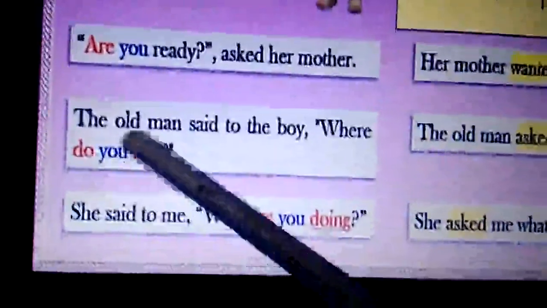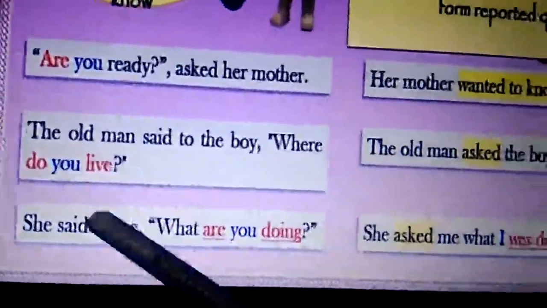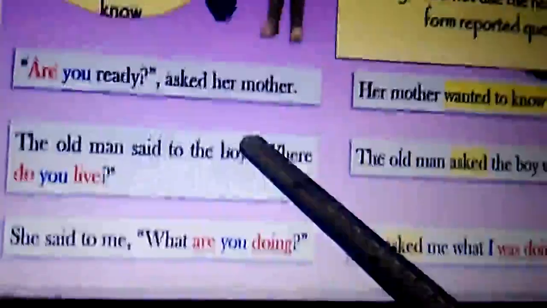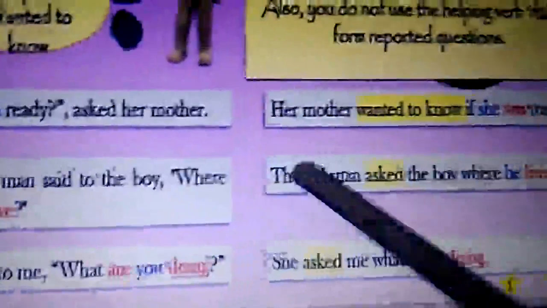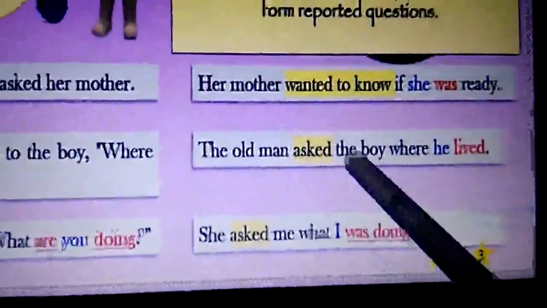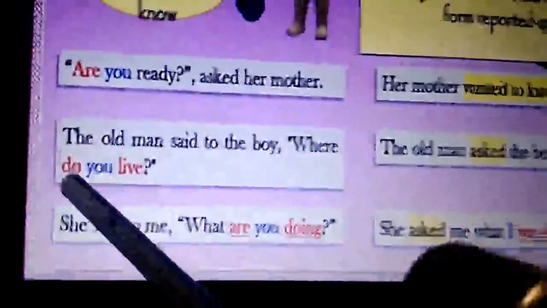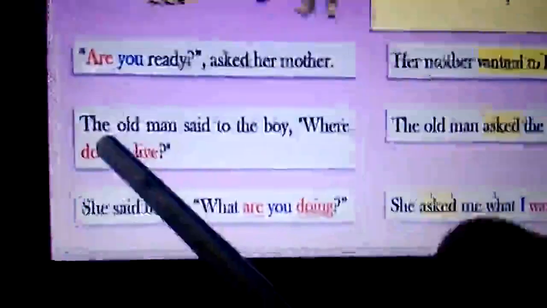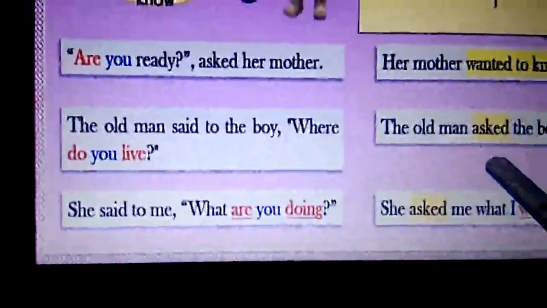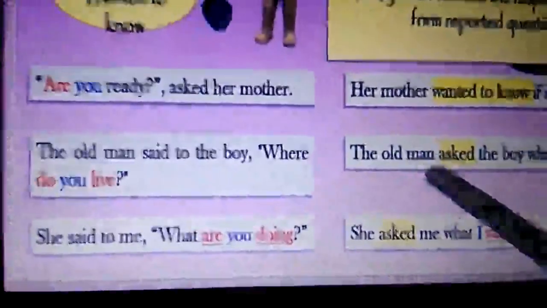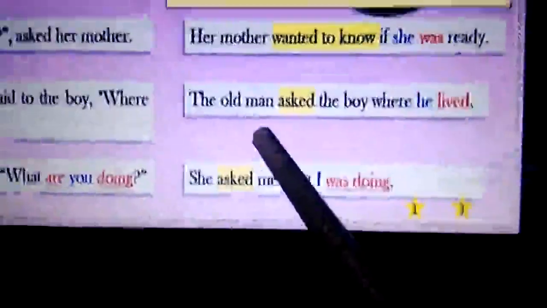Now see here, the old man said to the boy, "Where do you live?" As it is a question, we make a change to the reporting verb also. The old man asked the boy where he lived. Here, when we get do forms in the question, and that question is changed to indirect speech, we have to drop those do forms. We should not use do forms in indirect speech. Instead, we have made it like this: the old man asked the boy where he lived.